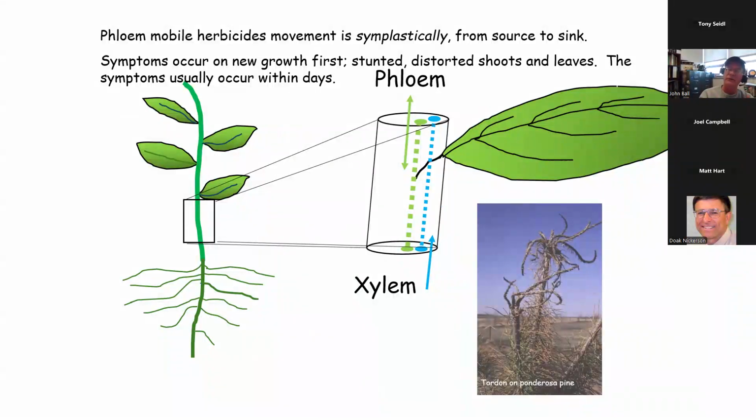With phloem mobile, it's almost the opposite. Symptoms are going to occur first on the newest foliage, everywhere the sugars are being pushed to, everywhere that is really demanding of food. So you're going to see stunted, distorted shoots and leaves there. Symptoms usually occur within days. Here is Tordon on ponderosa pine just as it was candling out. You can see all the candles, where all the food was moving to push out that new growth, are incredibly distorted. Seeing that gives us an idea we're looking at one of the plant growth regulator herbicides. Let's test for those.